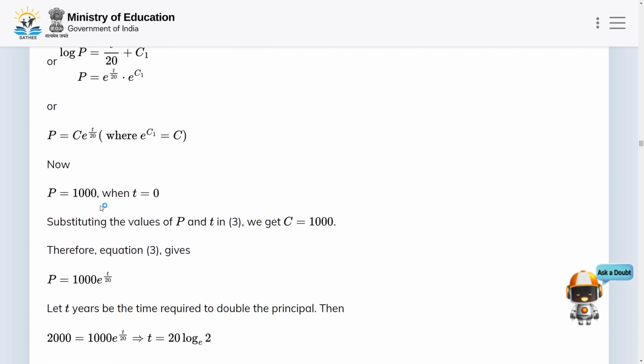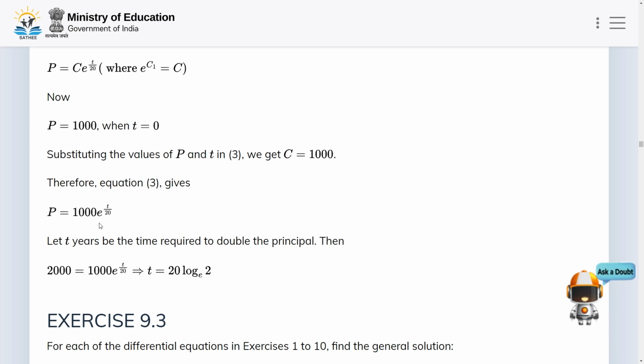So P is 1000 when t is 0. Yes, initially it is 1000. When t is 0, P is 1000. So you can find your c value. So c will be, put t as 0, this means c will be 1000.